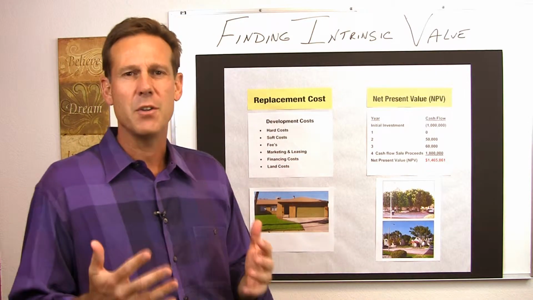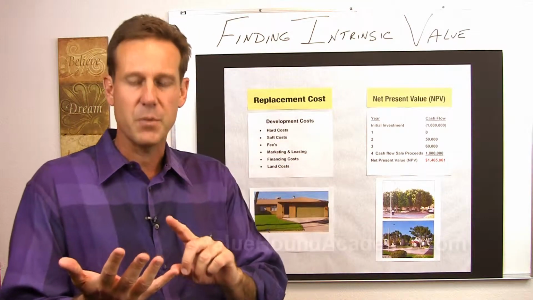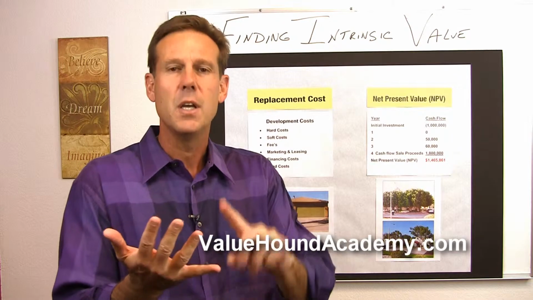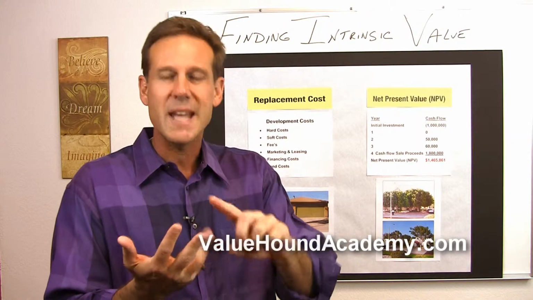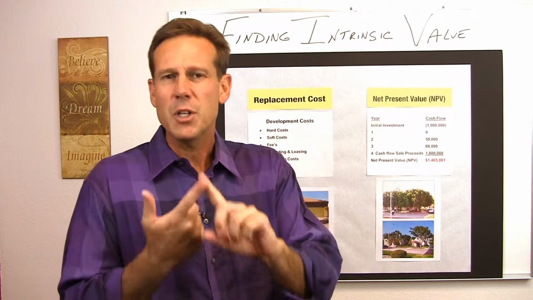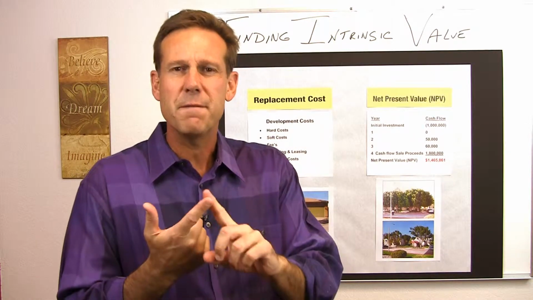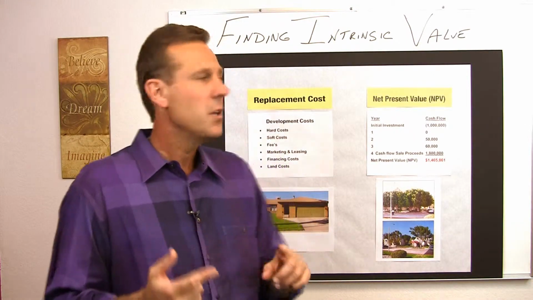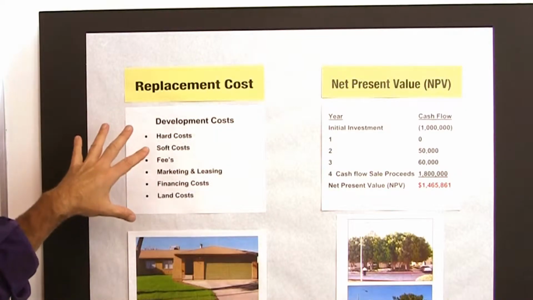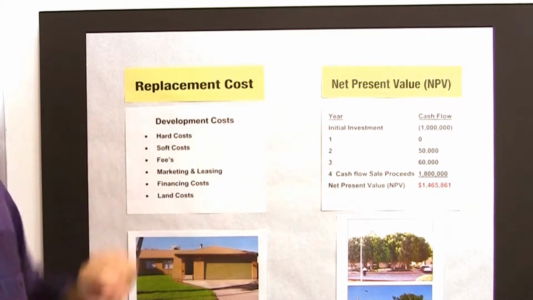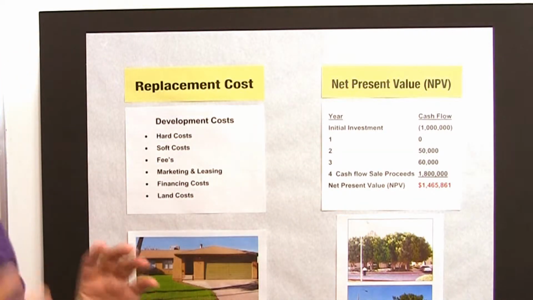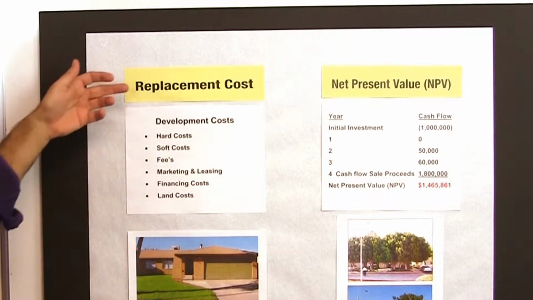I want to talk to you about value. The last few sessions we talked about the three core principles of value investing. We talked about the relationship between current value and intrinsic value. But today I want to talk to you about intrinsic value. How do you find intrinsic value? Well, there's basically two approaches to finding intrinsic value. There's the replacement cost approach and the net present value approach. All right, let's get into the first one. Let's talk about replacement cost.